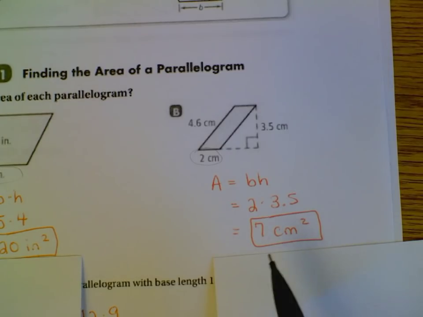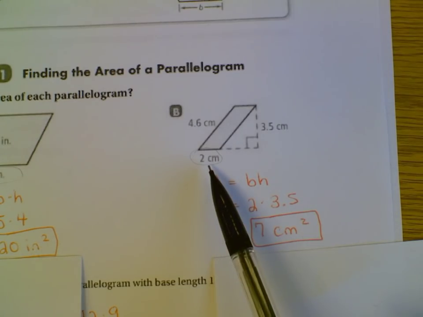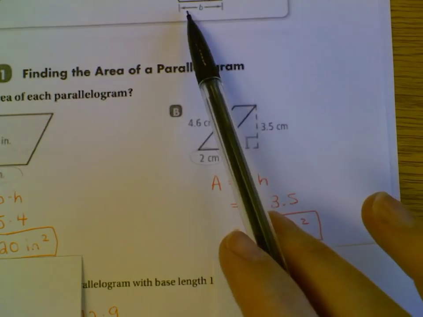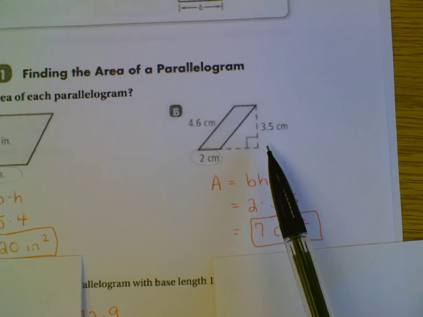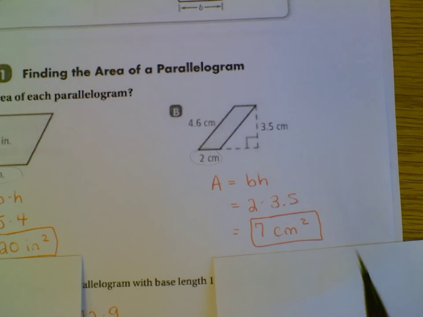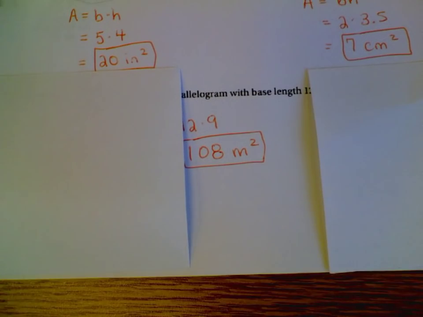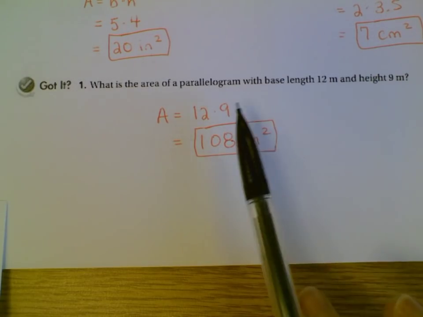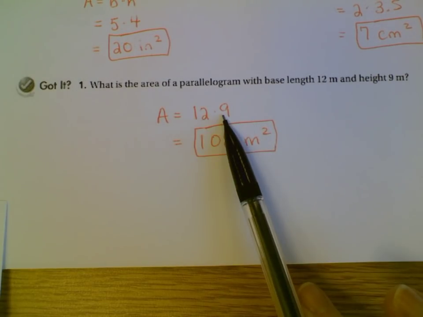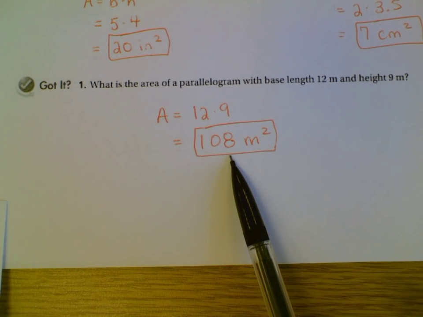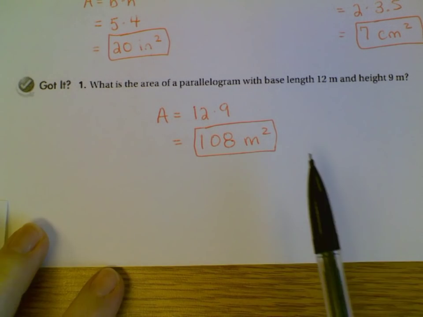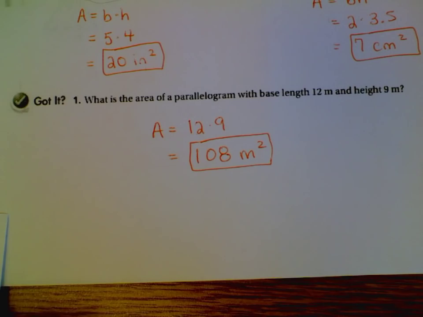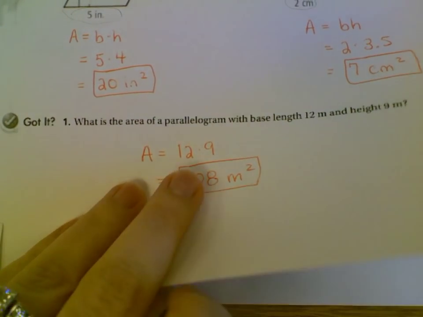So the only thing I think you might get tricked up on is just making sure you have the correct number for the base, which is always going to be that bottom number, and then your height should always be from the vertex to the opposite side. See if you can find the area in the got it question. So in the got it question, you're finding the area of a parallelogram, so you should be timesing the base times the height, so 12 times 9, and you would get 108, and again make sure you put on a label, so meters squared.